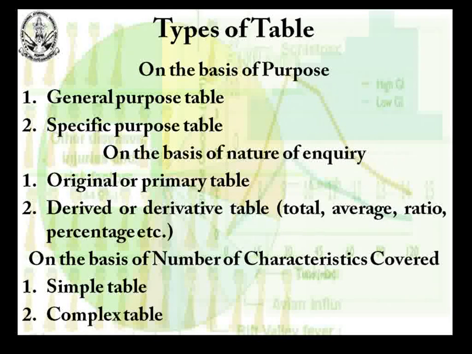Then we come to types of tables. Tables can be classified based on various bases. On the basis of purpose, it may be a general purpose table or specific purpose table. On the basis of nature of inquiry, it may be an original or primary table and a derived or derivative table. A derivative table may be about derived data like total, average, ratio, percentage, etc. Then on the basis of number of characteristics covered, it may be a simple or complex table.